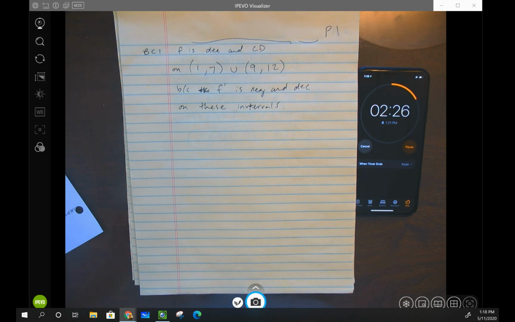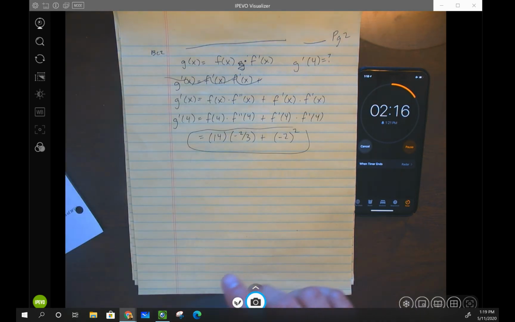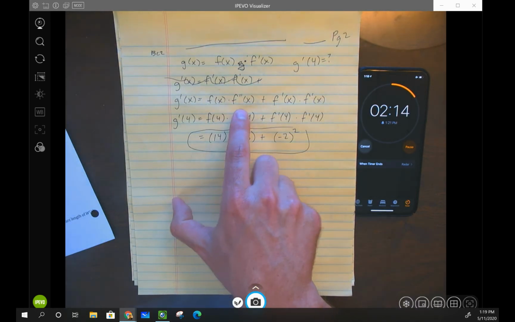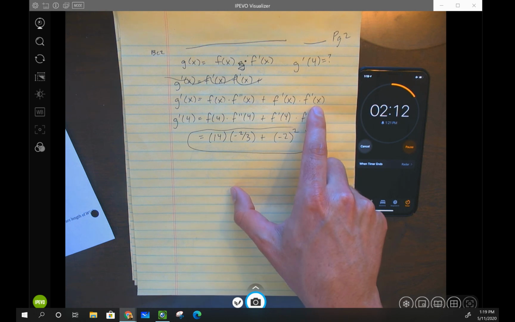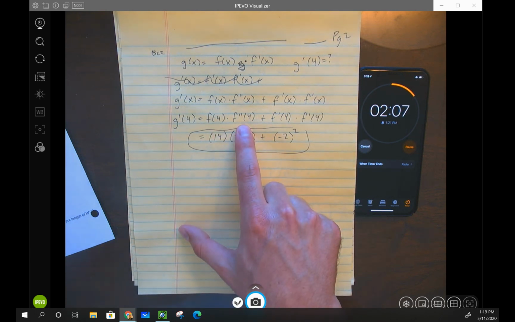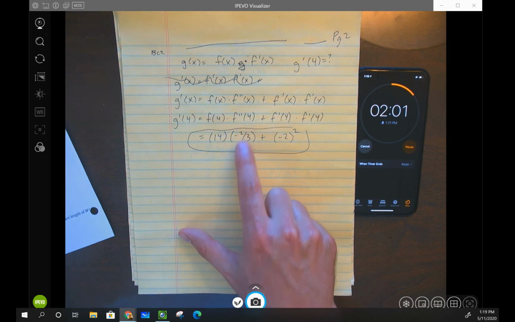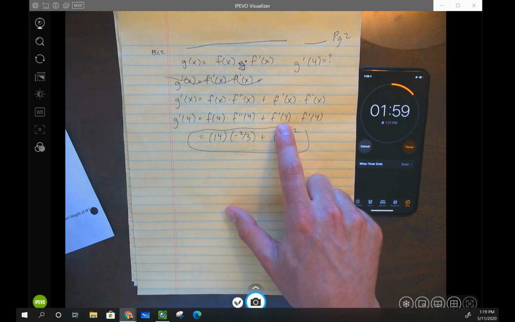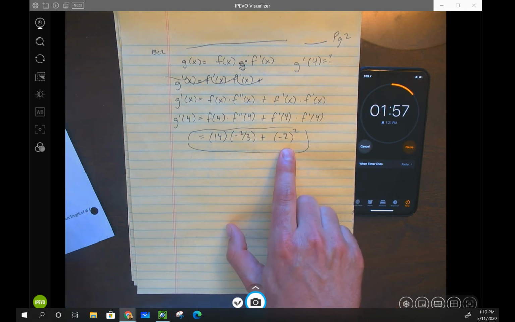BC1, on what intervals is the graph decreasing and concave down? That's when f prime is negative and decreasing. That's from 1 to 7 and 9 to 12. BC2, find the derivative of this product. First times derivative of second plus the second times derivative of the first at 4. F of 4 is given. F double prime of 4 is the derivative of the derivative, or the slope of the tangent line of the f prime graph, which using rise over run gives you negative 2/3. F prime of negative 4 is given in the graph. That's negative 2 squared.